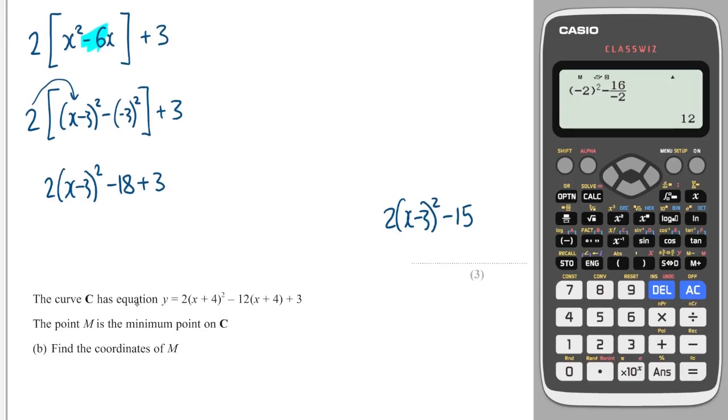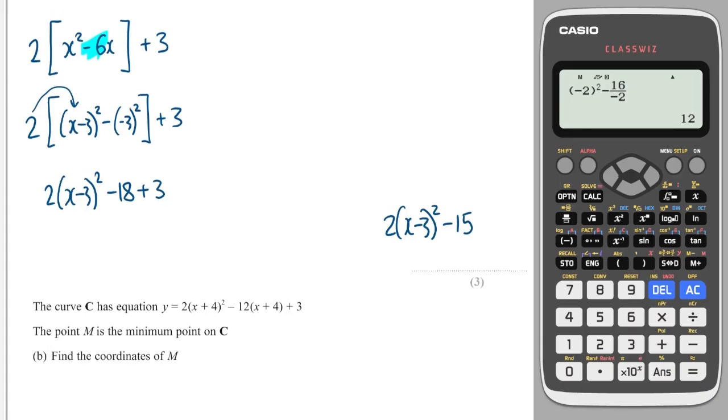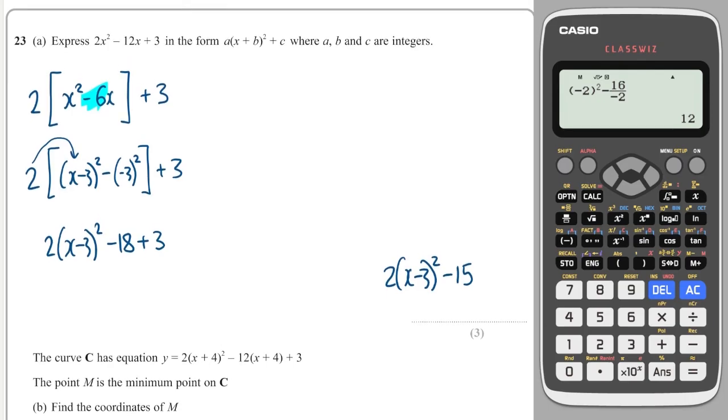Okay, so it says the curve of this equation, the point M is the minimum point on C. Find the coordinates of M. Right, so this is very similar to that, isn't it? It's very similar. The only difference is that the x has been replaced with an x plus 4.